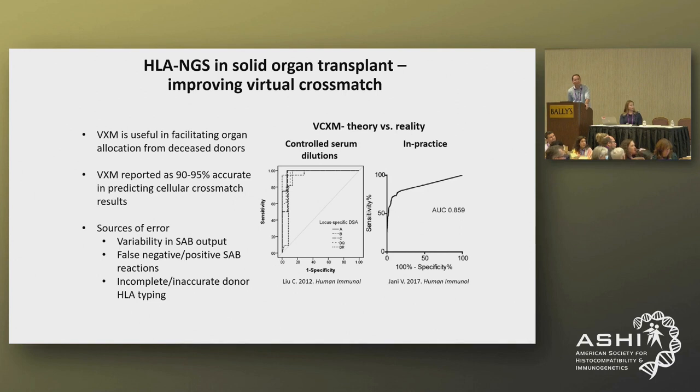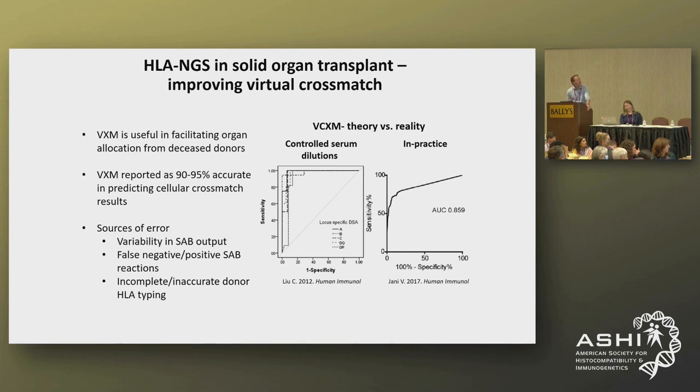UCSD for deceased donor organ allocation. The area under the curve there is still pretty good, but it doesn't look like the figure on the left. So what's the difference between the theory and the reality of virtual cross-matching? Well, there are sources of error, right? We know that the SAB assay isn't perfect for a whole bunch of reasons I would be happy to talk about at some other time.